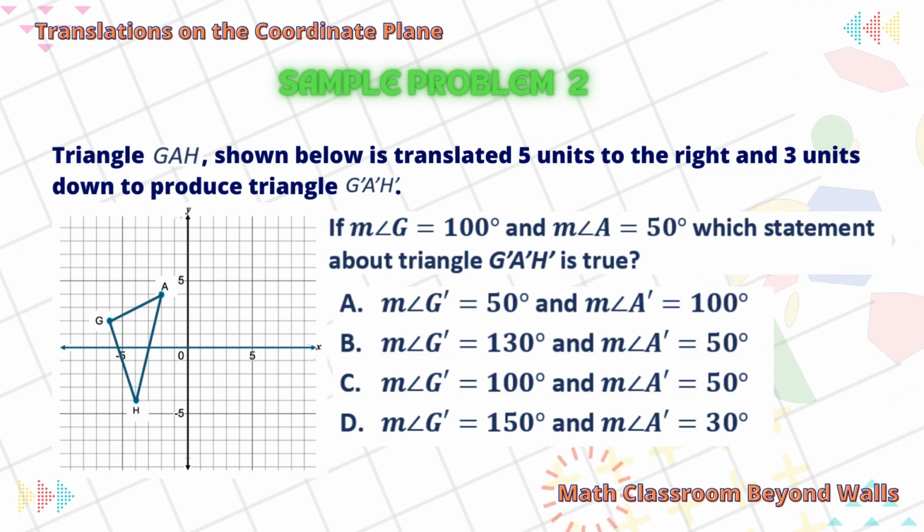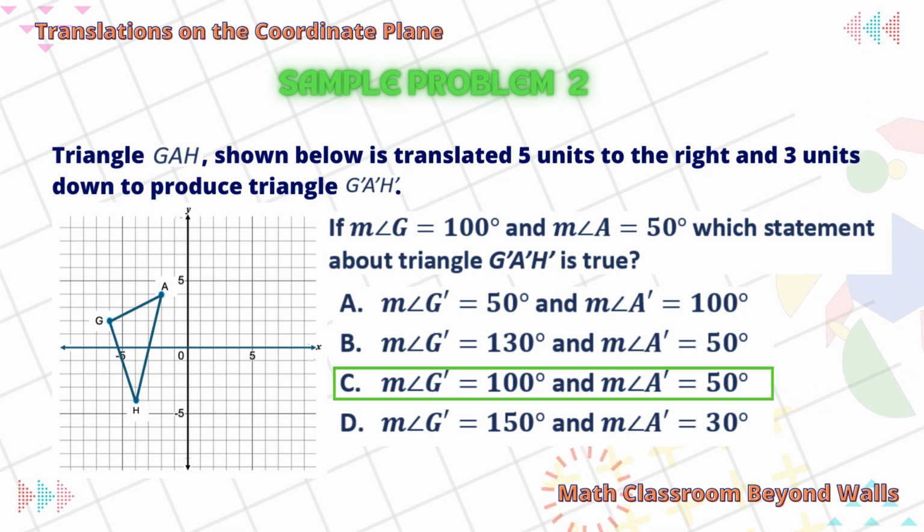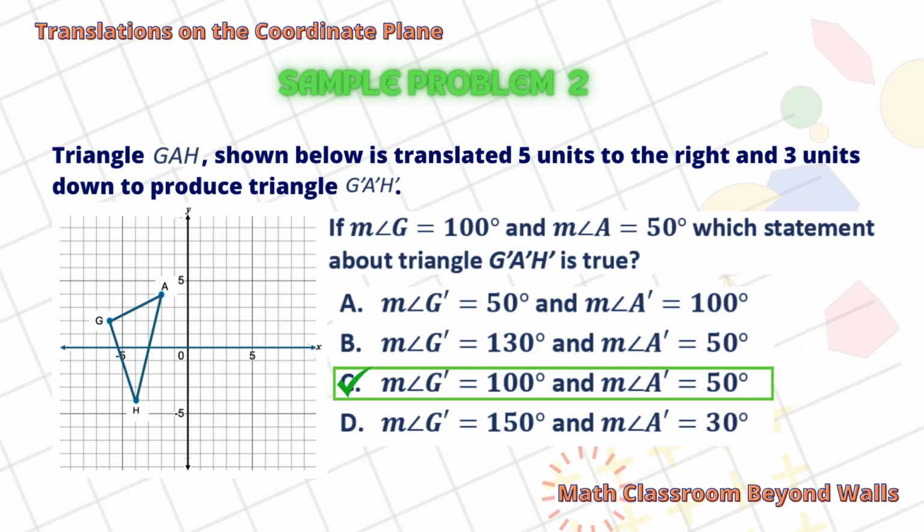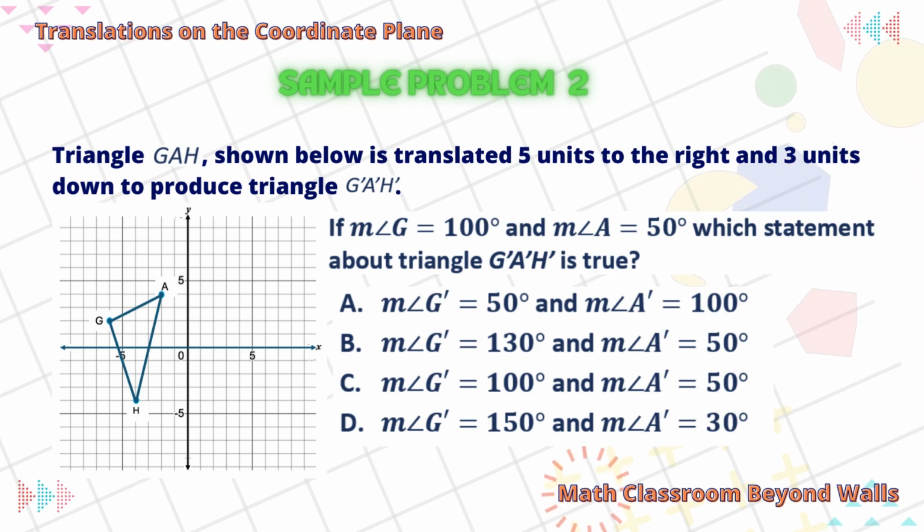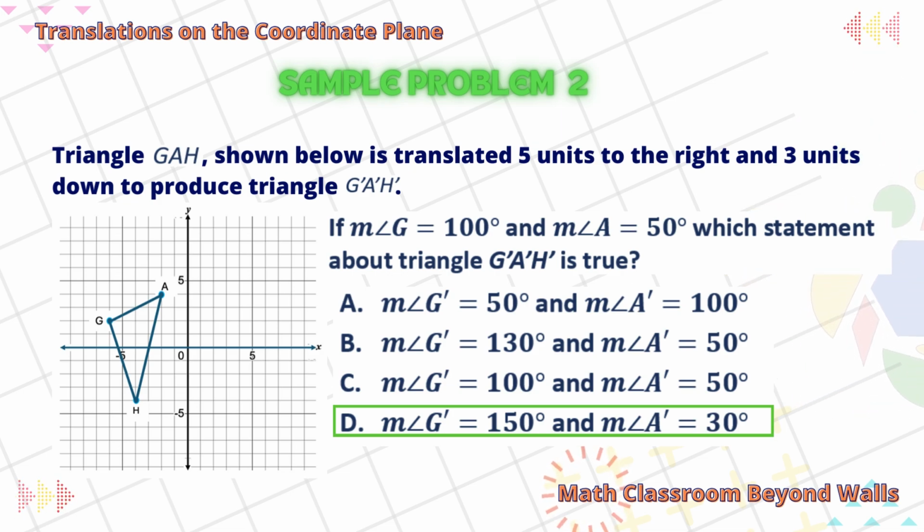Let us go to option C. The measure of angle G prime equals 100 degrees and the measure of angle A prime is 50 degrees. Is this statement true about triangle G prime, A prime, H prime? Yes, this statement is true about triangle G prime, A prime, H prime. Let us go to option D. The measure of angle G prime is 150 degrees and the measure of angle A prime is 30 degrees. No, the statement is not true. So our answer here is option C.